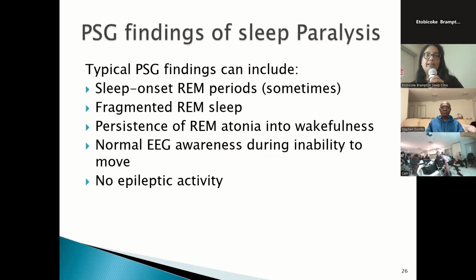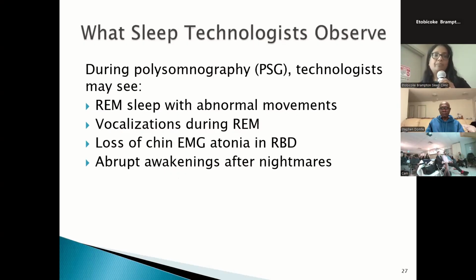PSG finding of sleep paralysis. Typical PSG findings can include sleep onset REM periods, but sometimes fragmented REM sleep, that is more common. That's whenever they wake from the REM sleep and then go back to REM sleep and again, so that you get the paralysis. And persistence of REM atonia into wakefulness. Normal EEG, awareness during the inability to move, no epileptic activity.